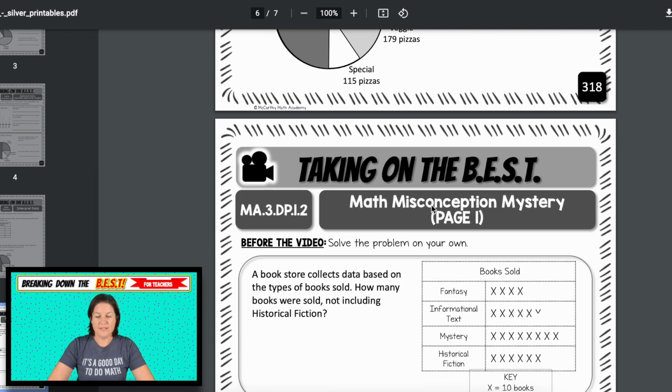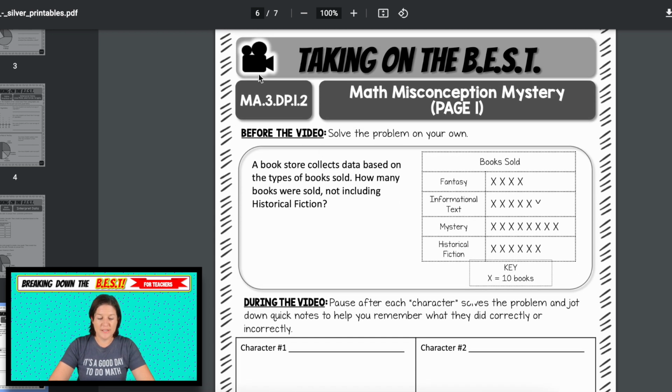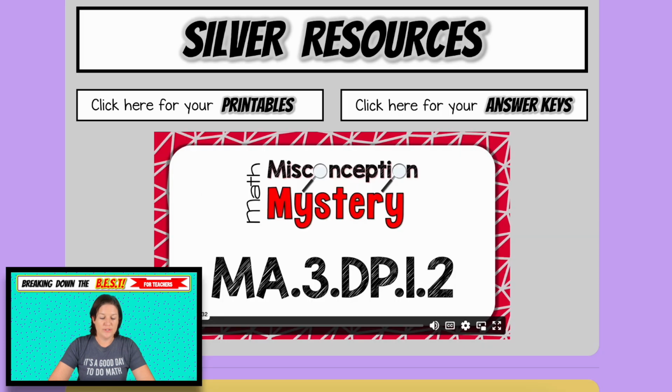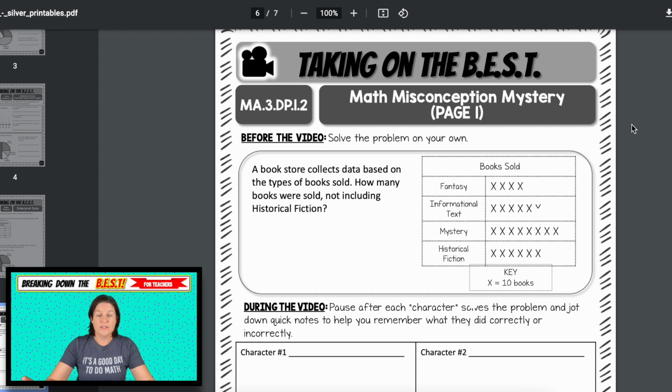Okay. The final activity in the silver plan is the Math Misconception Mystery video. That's located right here. You just click play and I'll guide you through the entire process. First, students will be instructed to solve the problem on their own or with their classmates. That's fine too. This is a bookstore collects data based on the types of books sold. How many books were sold, not including historical fiction? Notice our key right here. Notice we have half of x's right there.